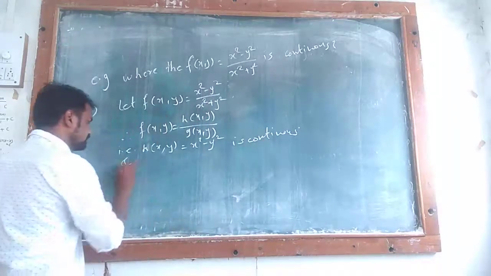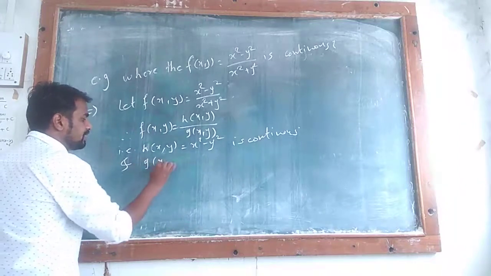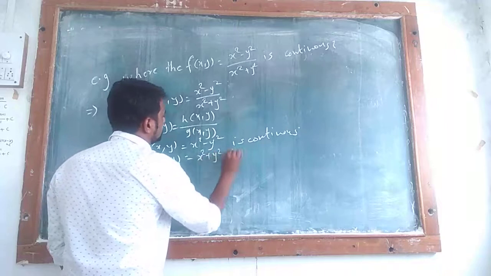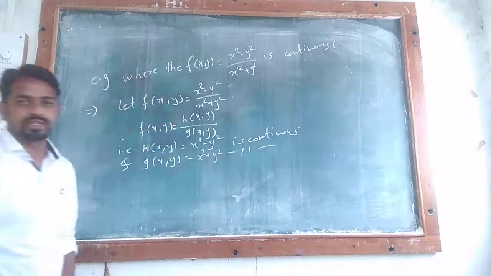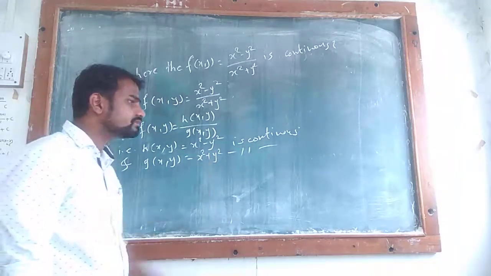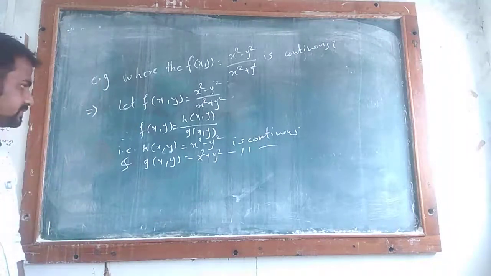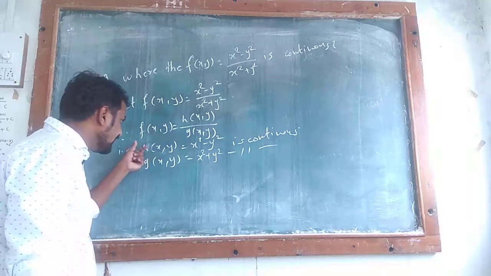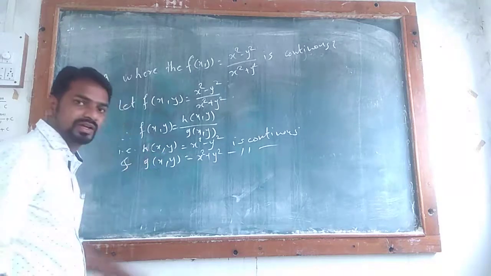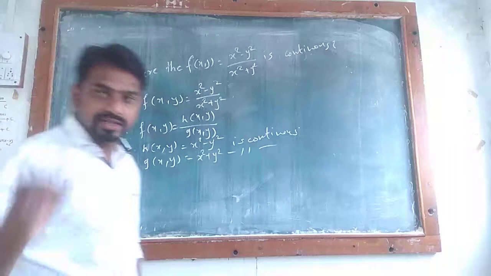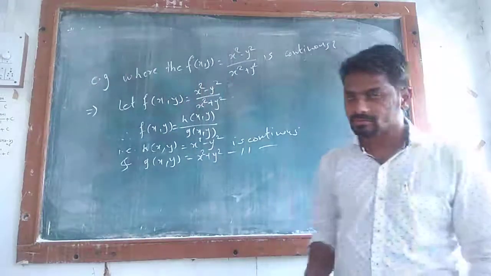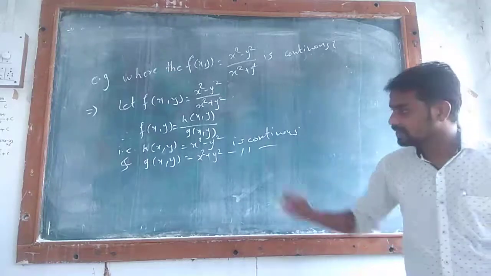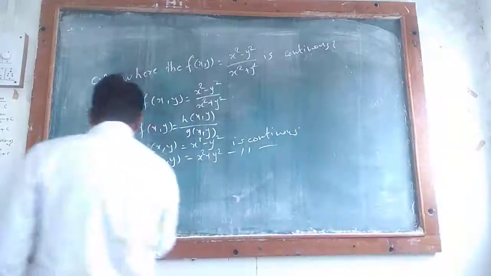And also g of xy is equal to x square plus y square is also always continuous because it is a polynomial function. Okay, now we have to check. We know that if h is continuous, g is continuous, then h upon g is also continuous, provided the denominator is not equal to 0. Therefore, f of xy is continuous.